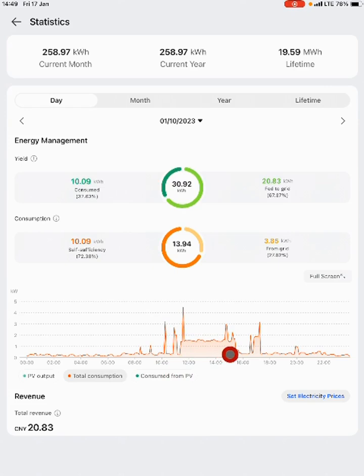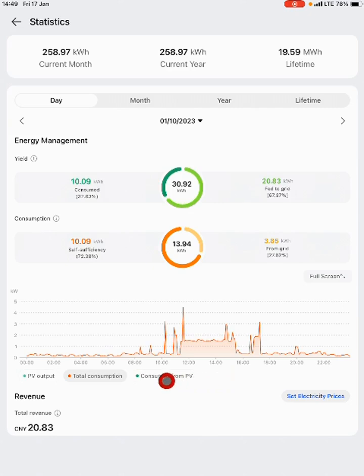This large red area here would be when the client was using his pool pump. So as you can see, from about 11:30 till 3:30, this is when this particular client runs his pool pump, which makes very good sense. It's very important to use especially your high consumption loads during the day whilst your panels are producing the electricity.